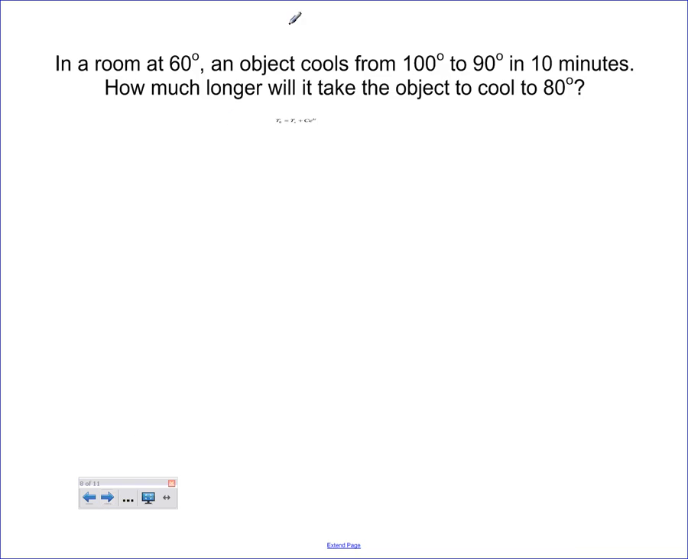Like this one, okay? Temperature of the object, temperature of the surroundings, C e to the kt. So in a room at 60 degrees, an object cools from 100 to 90 in 10 minutes. Question: how much longer will it take the object to cool to 80 degrees?